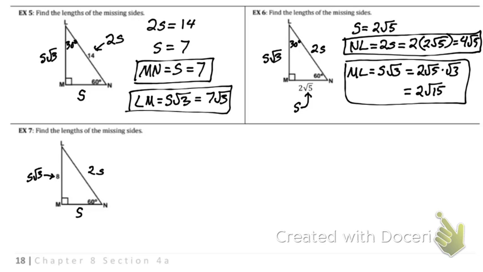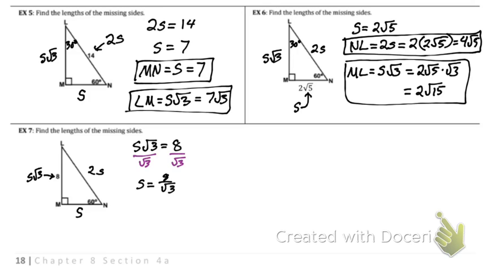Okay, what do I do next? Who can tell me what to do next? S square root of 3 equals 8. Yep, S square root of 3 equals 8. What's my next step? Yeah, Tyler. Divide both sides by square root of 3. So I have S equals 8 over square root of 3.